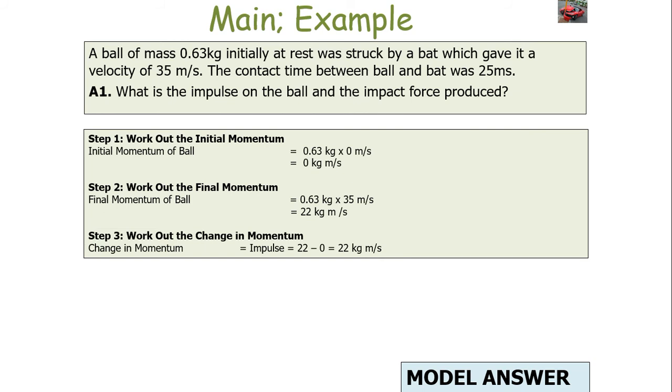We can work out the change in momentum by doing the impulse, which is the final minus the initial, or you could do the initial minus the final. It makes no difference because we're working out a change, a difference. So we're doing 22 minus 0, so it's 22 kilogram meters per second.